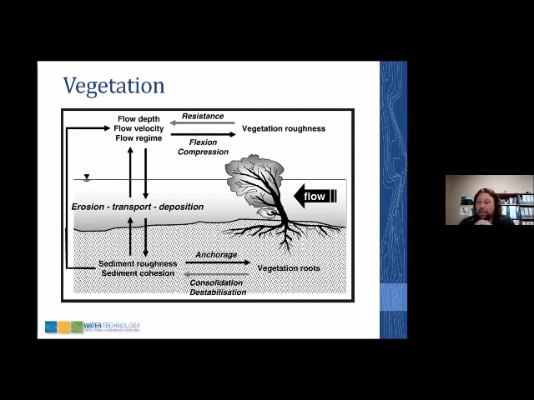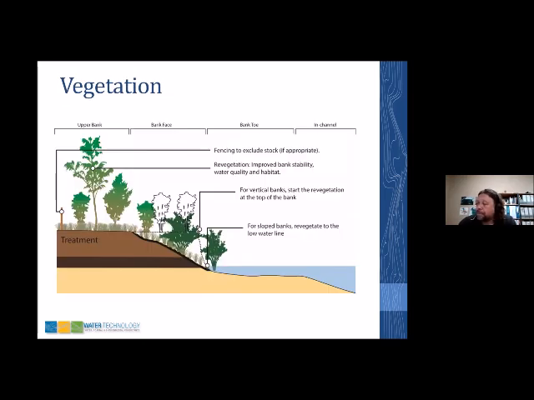And in the absence of those features, the water basically uses that energy to contribute to channel erosion. So on a broader scale, the more roughness we have in a waterway, the less ability the stream has to induce bed or bank erosion. And where we place that vegetation is quite important.